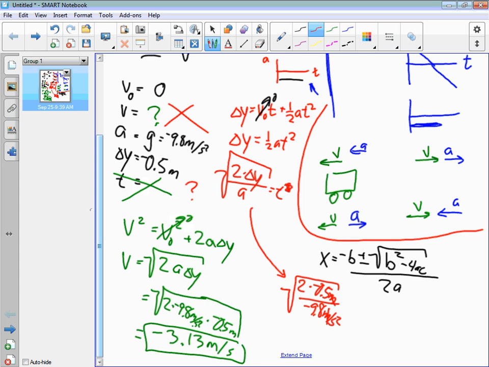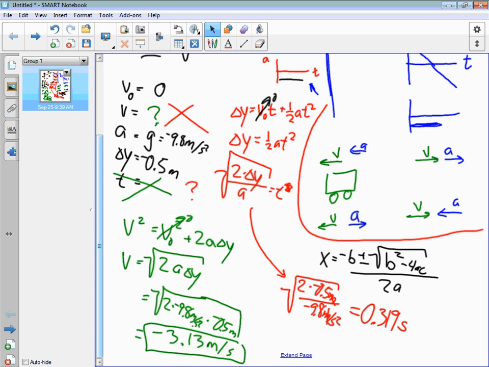2 times 0.5 is 1, right? What you got? 9.8. Give me a decimal, please. 0.319. 0.319, and that's going to be seconds. Right. Questions on that? Good stuff.